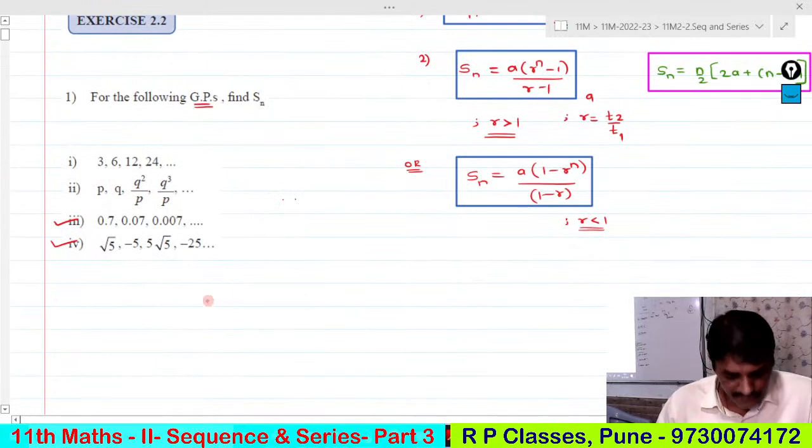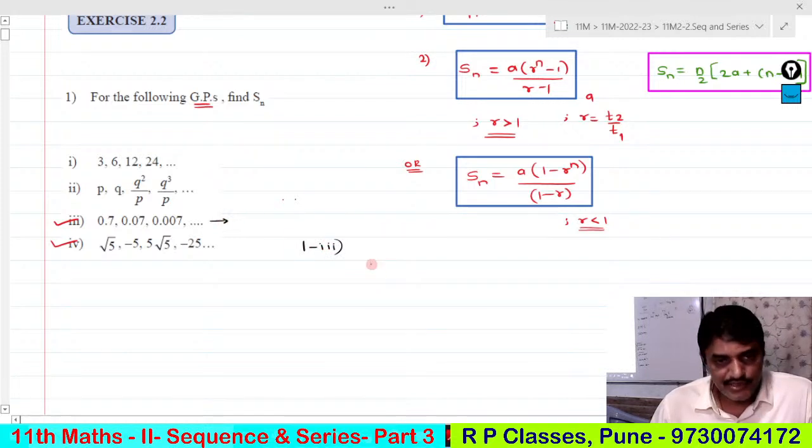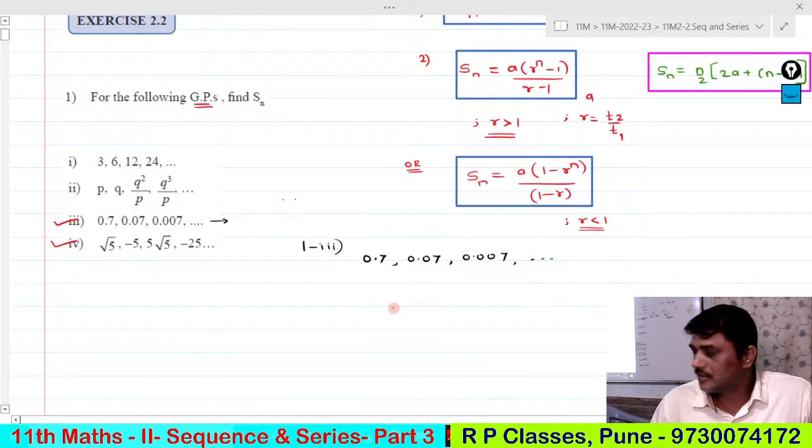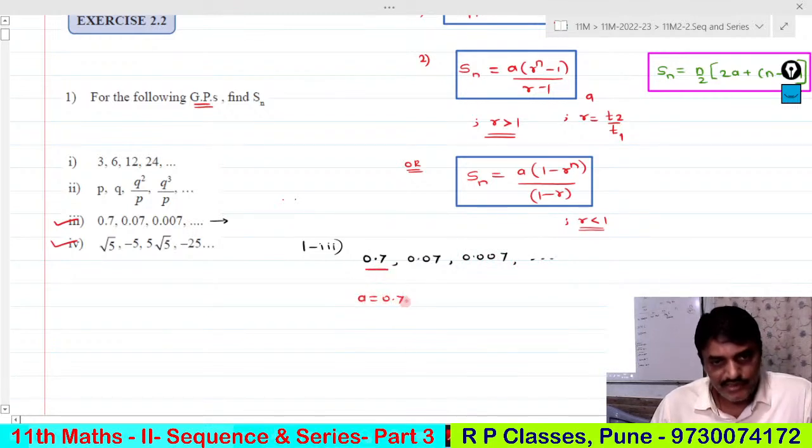So I'll go here. It is for 1 sub part 3. Now if this is the question, correct? It is 0.7, 0.07, 0.007 and so on. So what is the first term you see here? 0.7. Now we see that this is T1, this is T2, this is T3, correct?